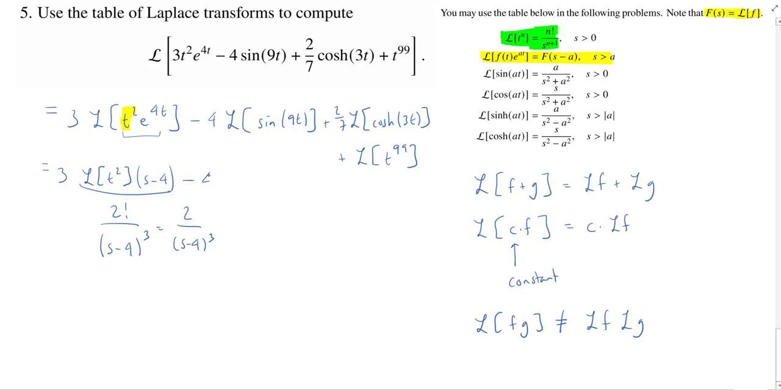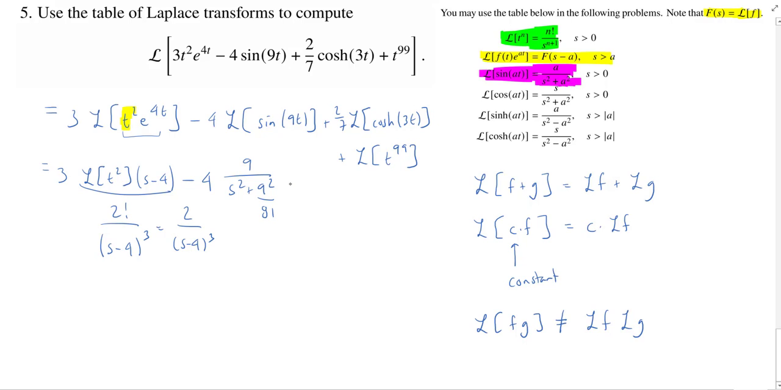So we have minus 4 times the Laplace transform of sine of 9t. Ooh, is that in our table? Hey, look at that. We got it. So what do I need here? I have sine of, okay, instead of at, I have 9t. Well, this tells me that the 9 goes in the numerator over s squared plus 9 squared, or if you like, s squared plus 81. Hey, that's it. That's all there is.